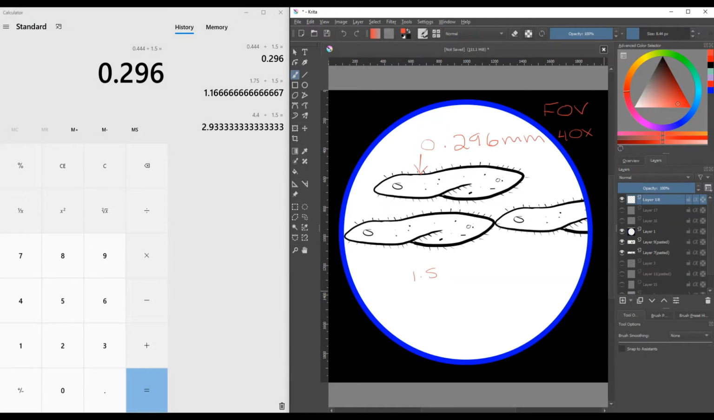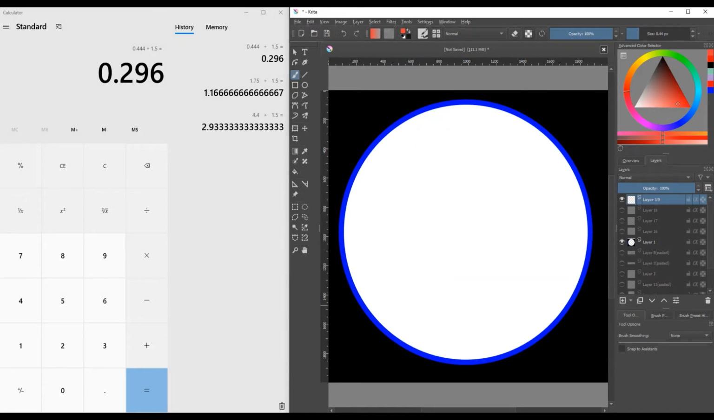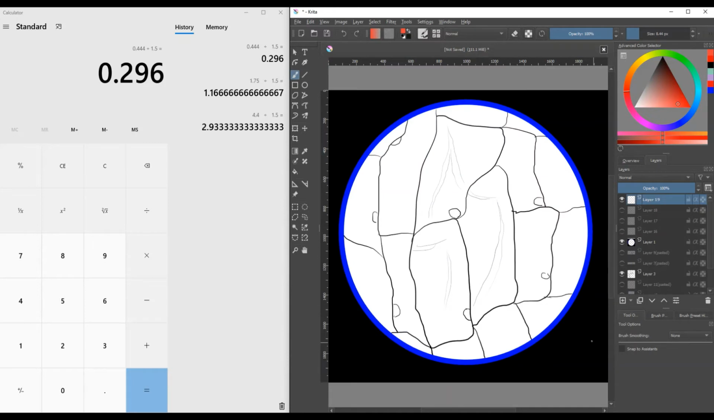Moving on to our next example, onion cells. Now, even though there are multiple cells in the field of view, we're going to be using this one. So what you do is you take this one and guess how many times it would fit along this line. In this case, we'll show you how. So you imagine this going 1, 2, 3 times across.